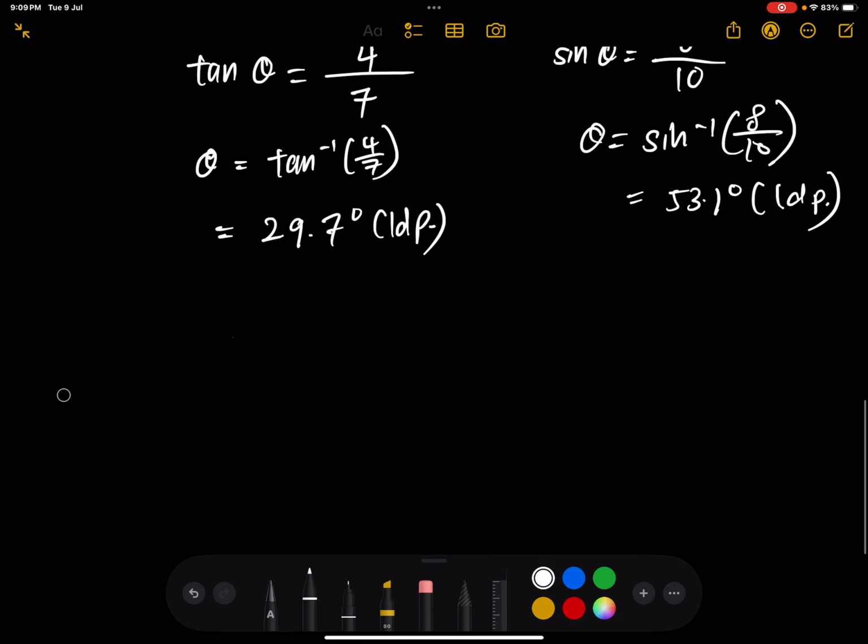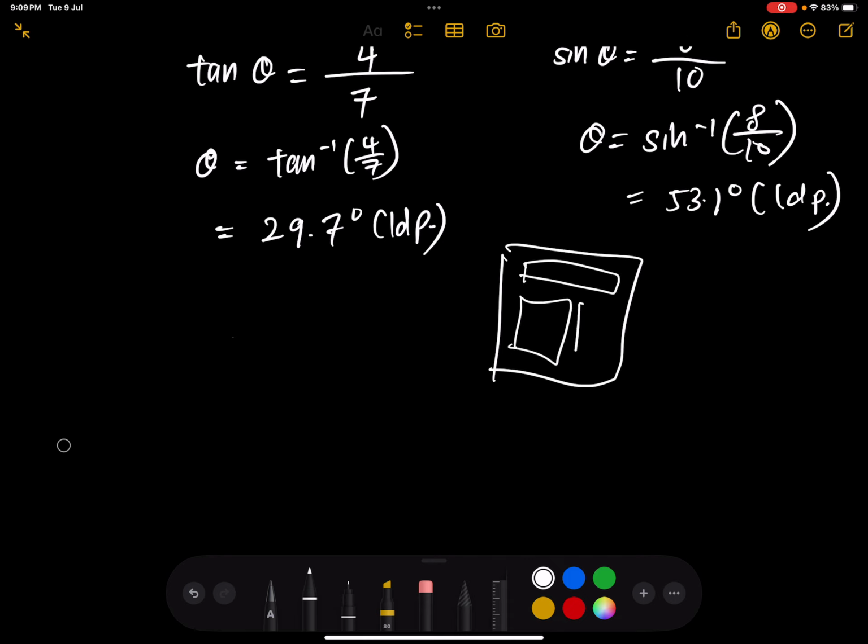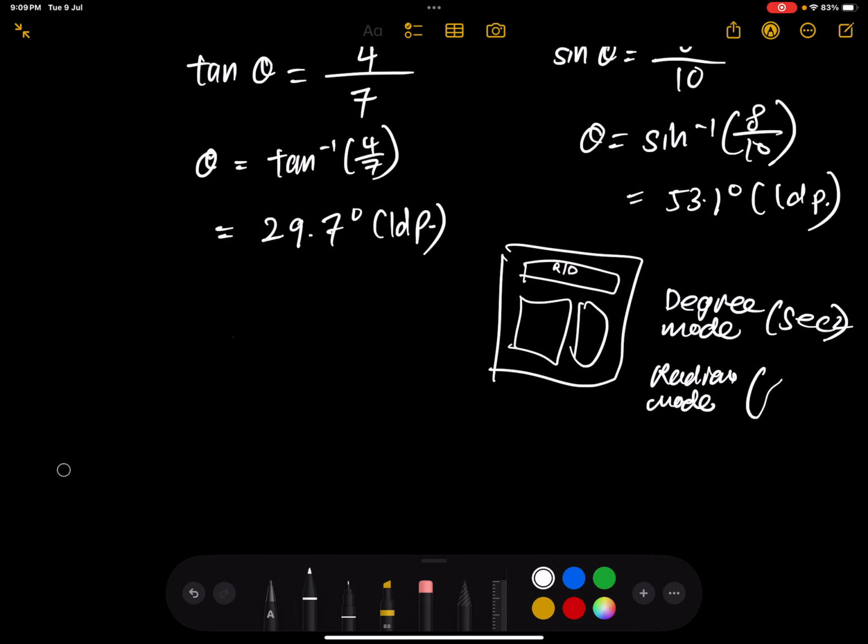Oh yay, we have literally completed the Sec 2 trigonometry syllabus. In Sec 3 you'll be doing more. Remember your calculator mode: it must be either R or D. Degree mode is your normal mode. Basically for Sec 2, that's what you need to know. Radian mode is for the Sec 3s.